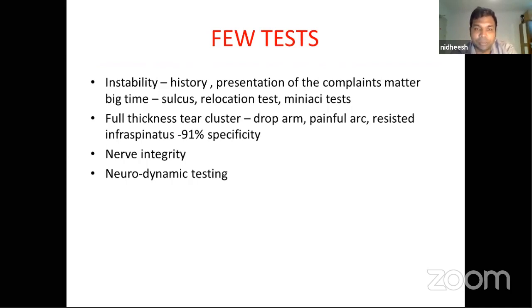And to look into instability, the tests that are given below are very, very good tests, like the sulcus test, relocation test, and Beighton test that I would always do. And tests that I can blindly believe in are, again, nerve integrity and neurodynamic testing, which I would always do.